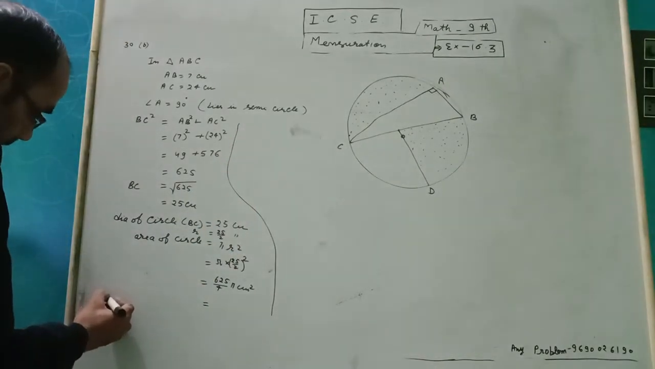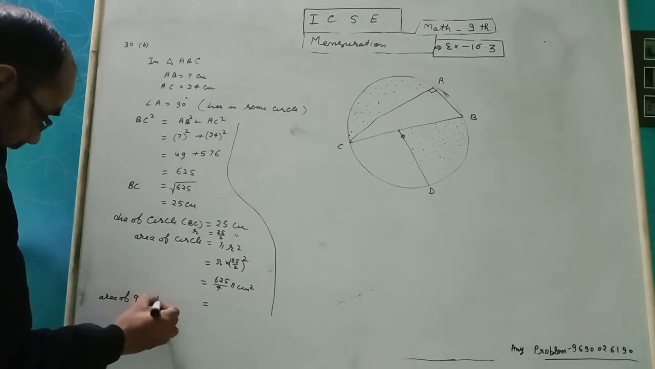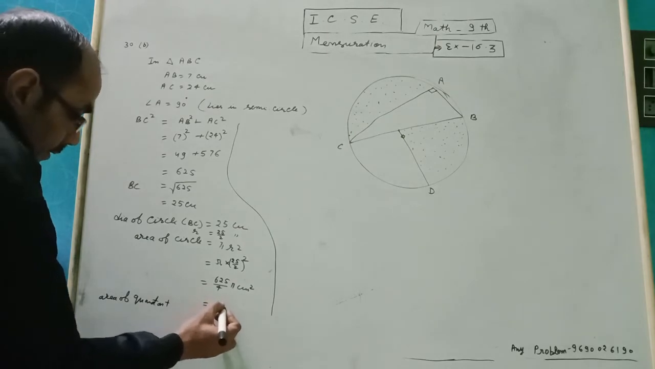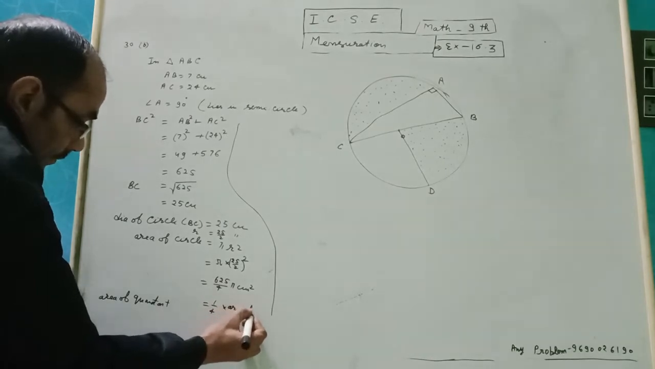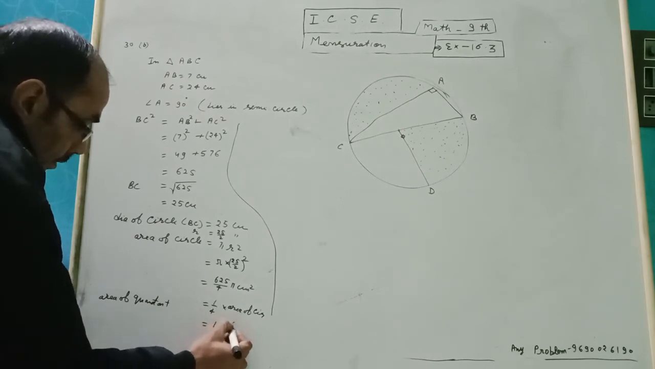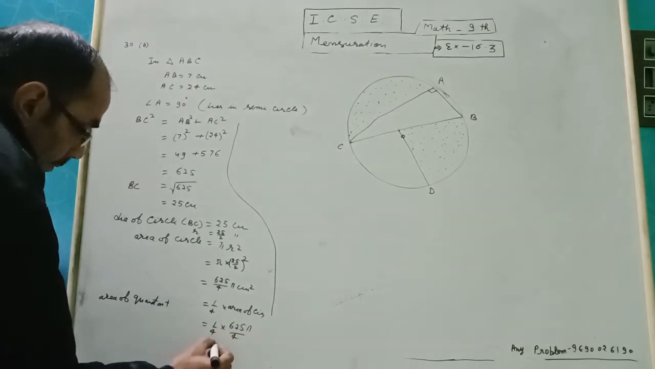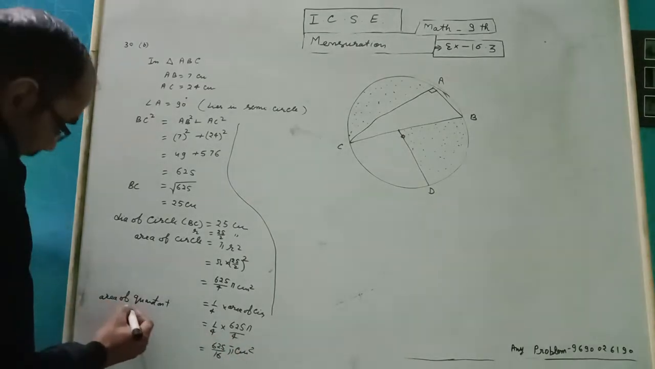Area of quadrant is equal to 1 upon 4 area of circle. 1 upon 4 into 625 pi upon 4. After multiply, 625 upon 16 pi cm square is the unshaded part.